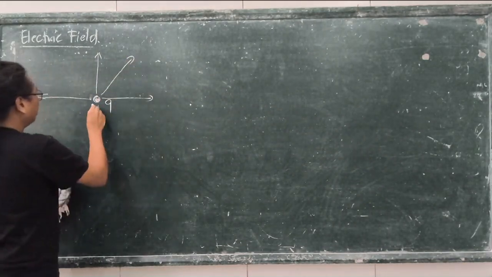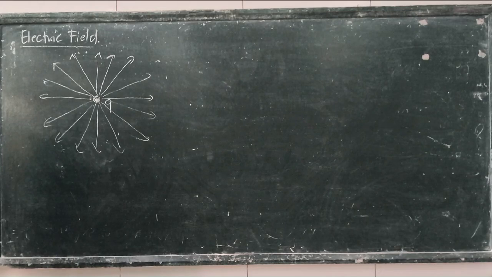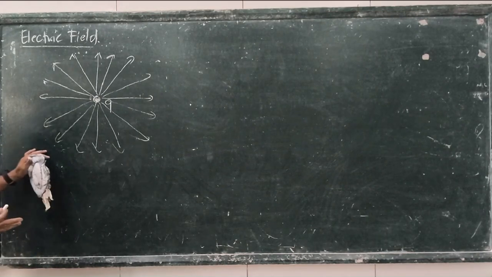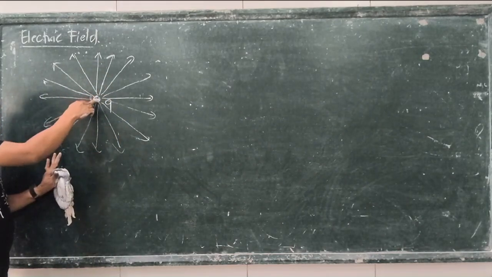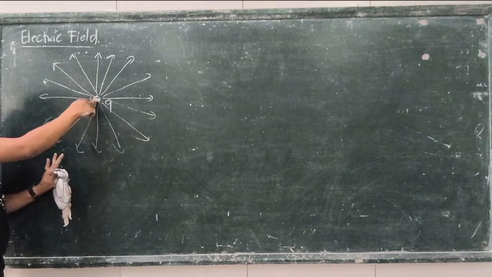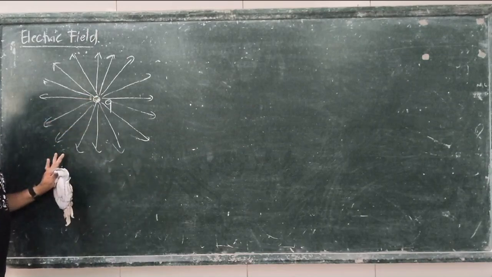This is for positive charge Q. How about for negative charge Q? For a negative charge, it's just the same, only that the arrow is going towards the charge. It's all pointing at this point here.